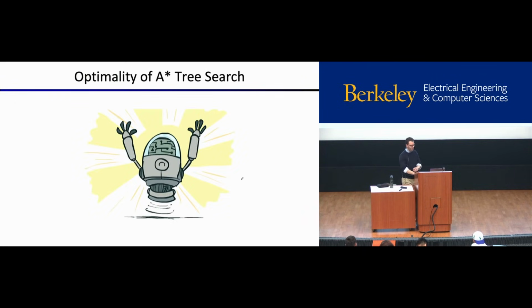Let's move on, because I really want to prove to you that A star is optimal. And if we can prove that, that would be pretty sweet, right? Because we really want this property. We want to make sure that we're always going to get optimal search. How are we going to get there? Well, there's a couple of steps.